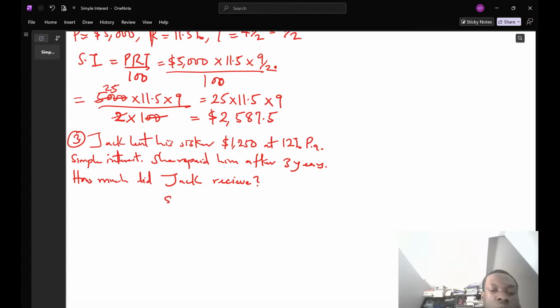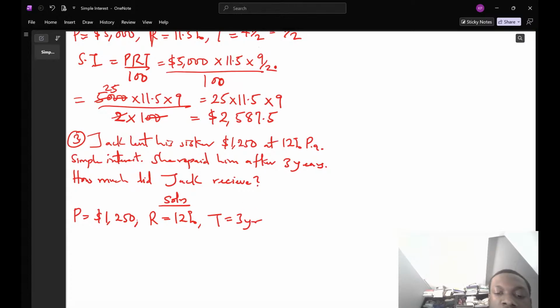Okay, so in this case, he lent his sister the principal, which is P, is $1,250. Okay, and it says at an interest rate of 12%. So R is 12% per annum. And it says he repaid him after 3 years. The time is 3 years. It says, how much did Jack receive? So we are looking for the amount that Jack received. That's what we don't know now. But we know that the formula for amount is principal plus simple interest. So we have to find the simple interest because it is not given in this question. We find the simple interest, we'll be given the principal. So when we add it up, we'll get the final amount that Jack received.